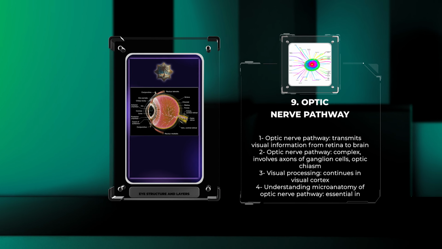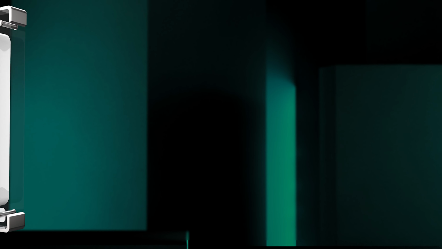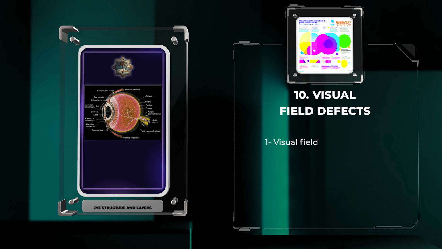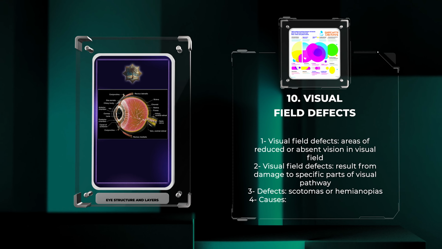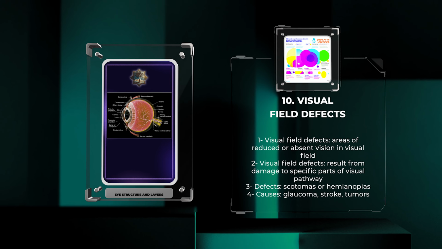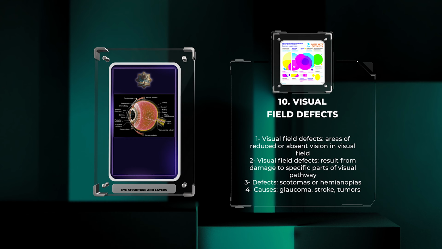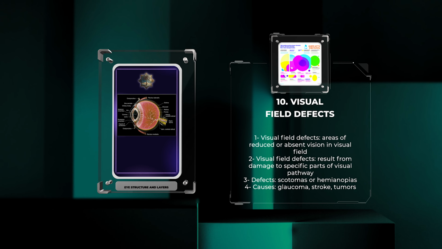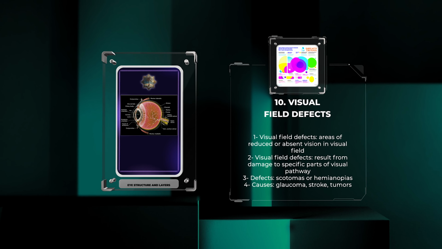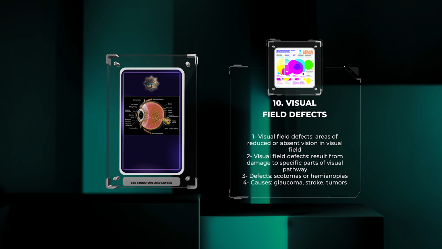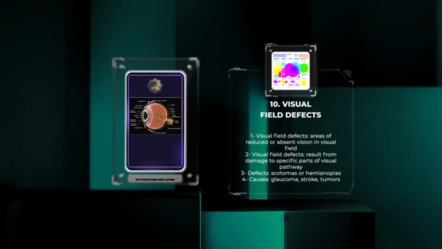and optic glioma. Visual field defects are areas of reduced or absent vision within the visual field. They result from damage to specific parts of the visual pathways such as the retina, optic nerve, and visual cortex. These defects can show as scotomas, localized reduced vision, or hemianopias, loss of vision in half of the visual field. Causes include glaucoma, stroke, and tumors.